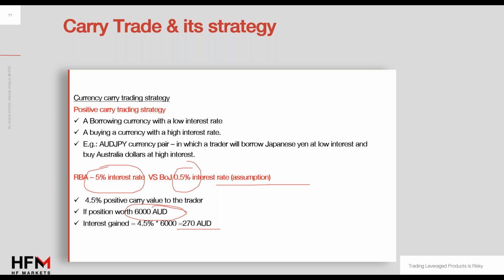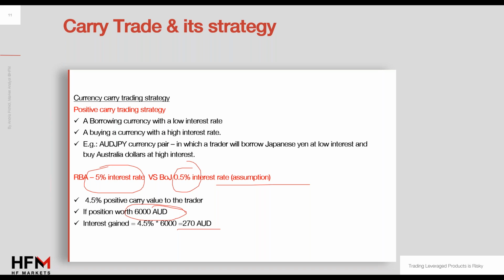Do you understand? In a positive carry trade, you will receive a net gain because you're holding the position. However, this could reverse if the interest rate of the base currency falls.